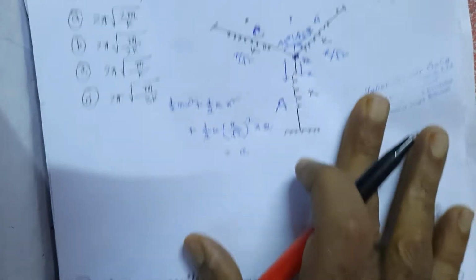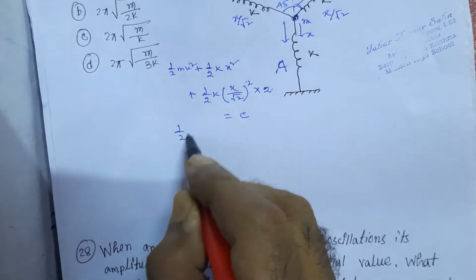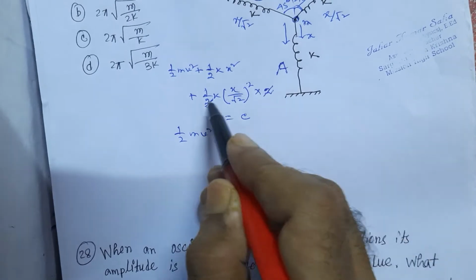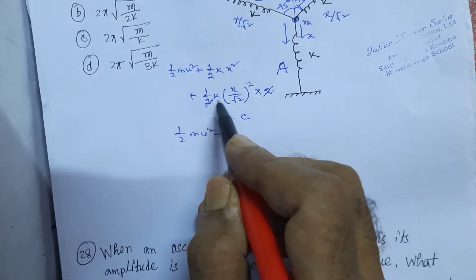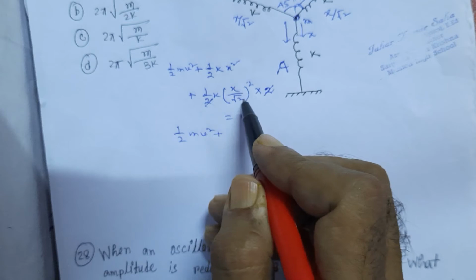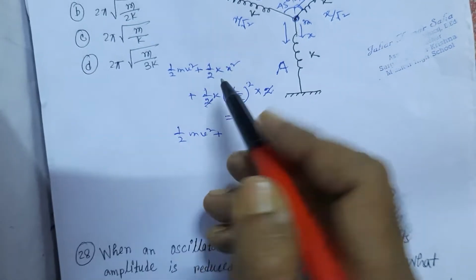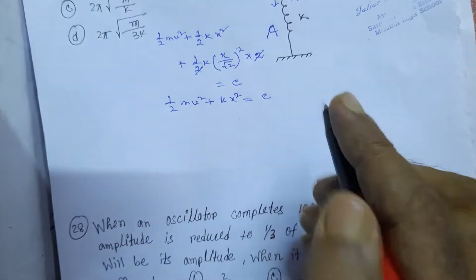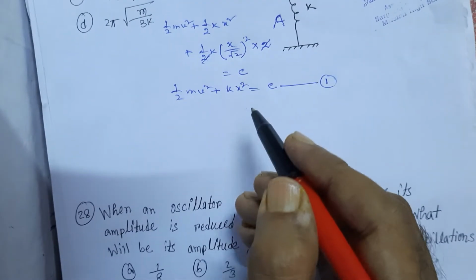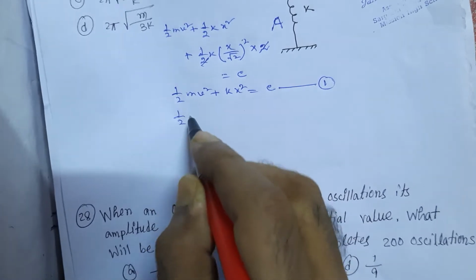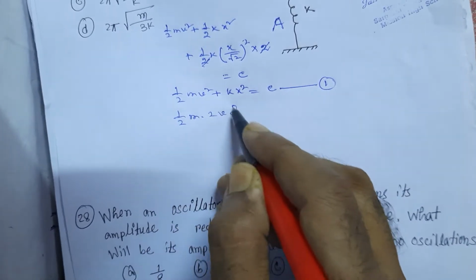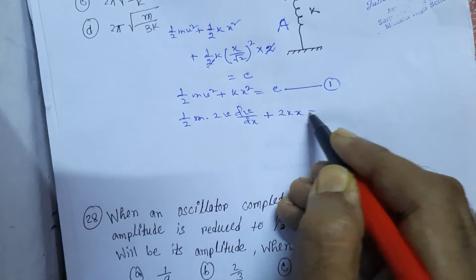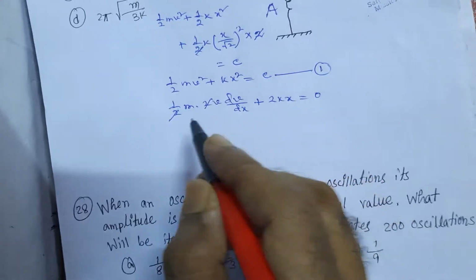This is constant. So half mv square plus half kx square. Here 2 cancel out from numerator and denominator. This is kx square by 2 and here is kx square by 2. So the total kx square equals C. Now differentiating equation 1 with respect to x, we get half m into 2v dv by dx plus 2kx equals 0, 2 being cancelled out.